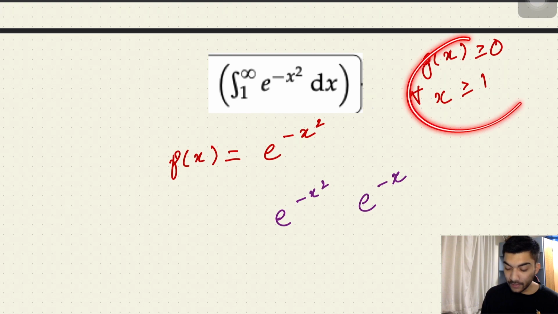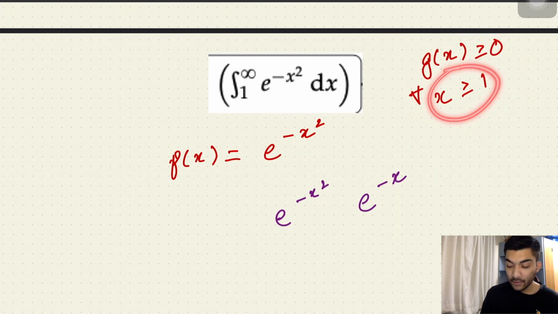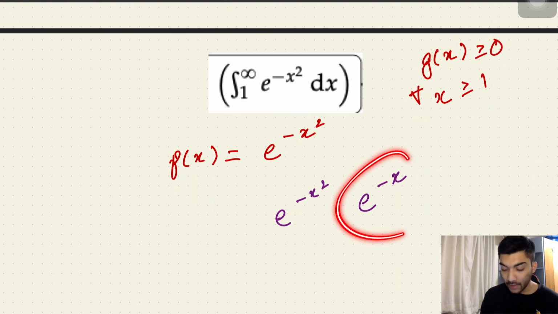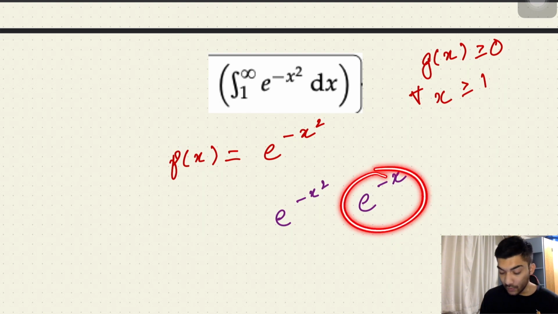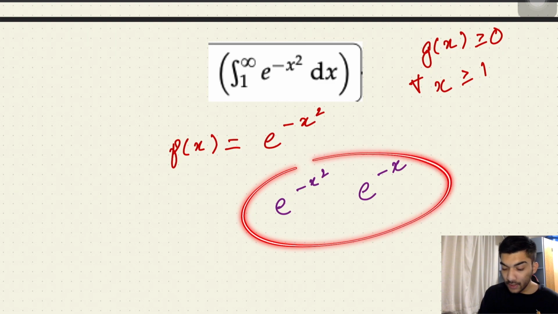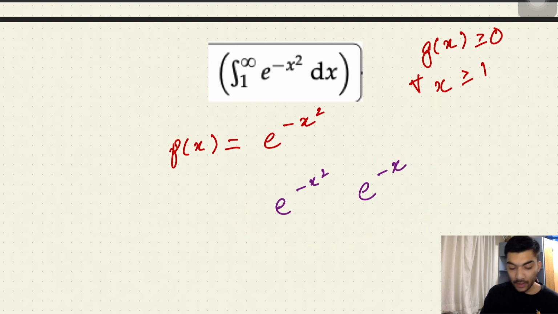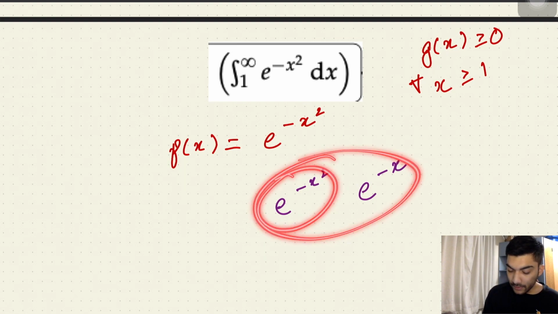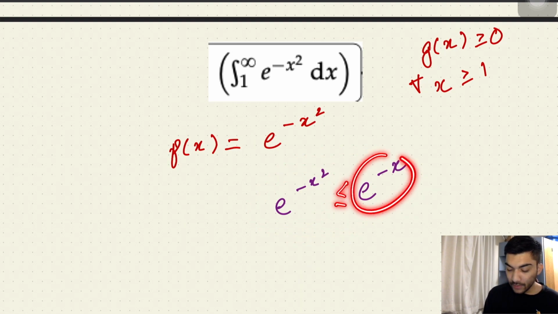Our g of x is a function which is always greater than or equal to 0 for all values of x greater than or equal to 1, and we also know a definite integral solution to this function. Now based on the comparison of both of these functions, we can clearly notice that for all the values of x greater than or equal to 1, this e to the power minus x square is always less than or equal to this function over here.